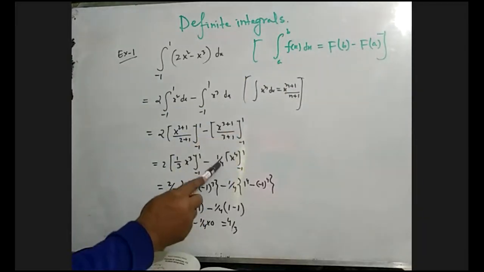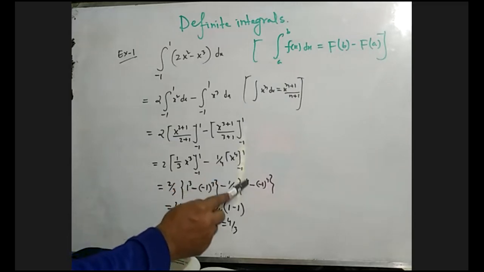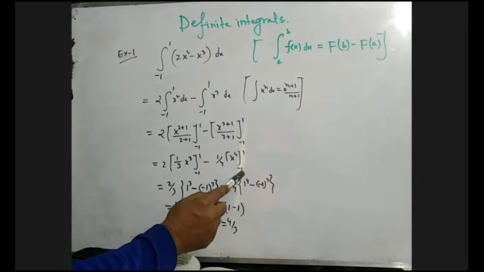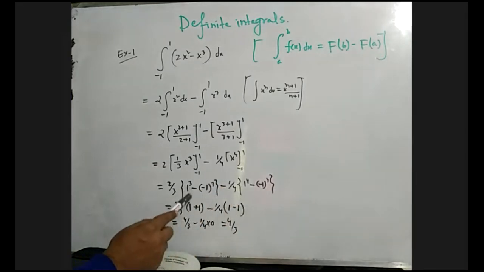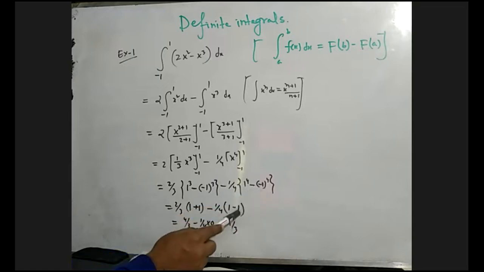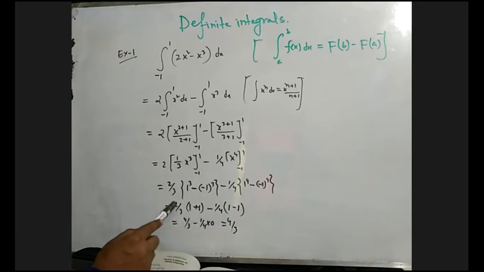For x equals 1, the upper limit, minus x equals minus 1, the lower limit: 1 cubed means 1, and (-1) cubed means minus 1, so minus and minus gives plus 1. Then minus 1 by 4 times: 1 to the 4 means 1, minus (-1) to the 4 means 1, so 1 minus 1 is 0. So this whole part becomes 0, and the first part gives 2 multiplied by 2 by 3, which is 4 by 3. 4 by 3 is the main result.